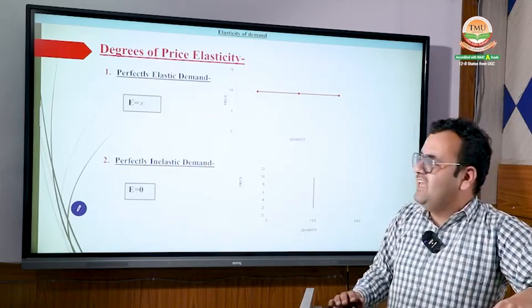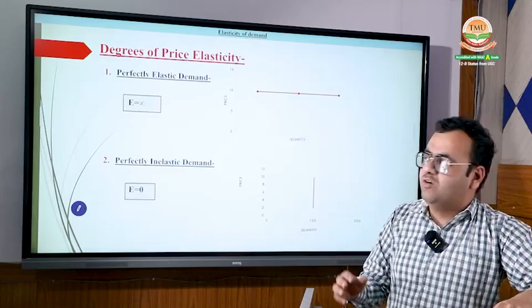Next is perfectly inelastic demand, where ED is equal to 0.